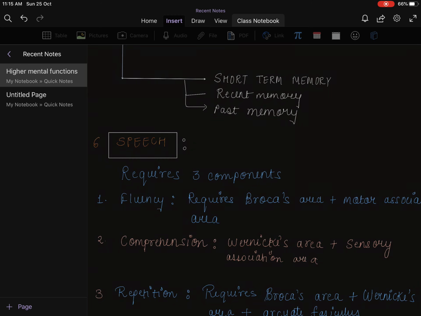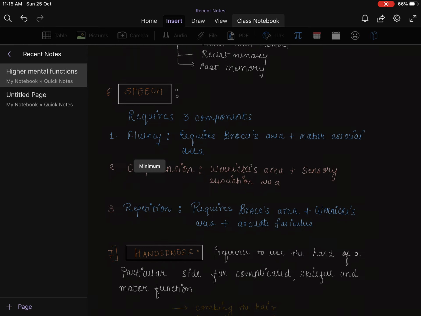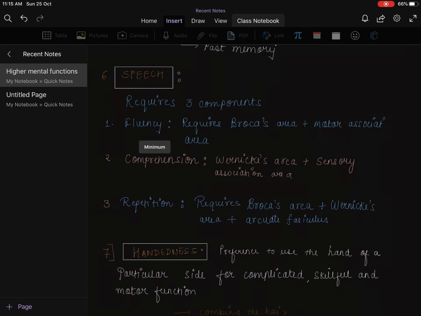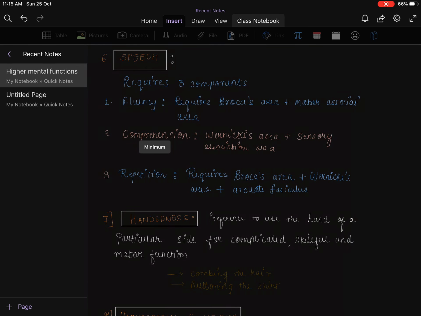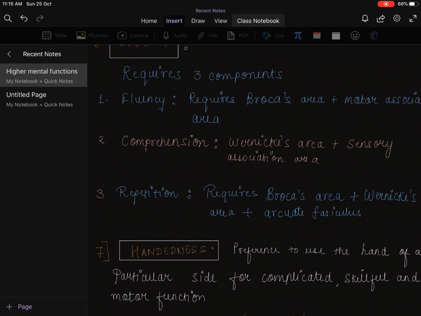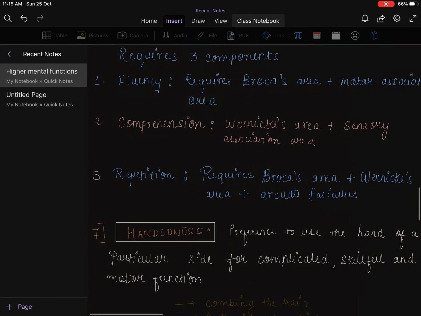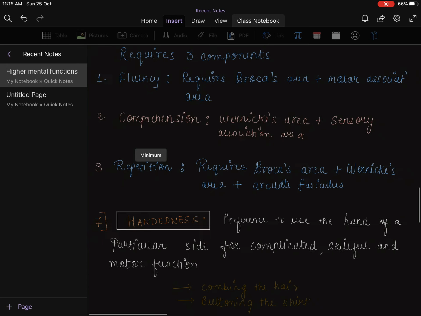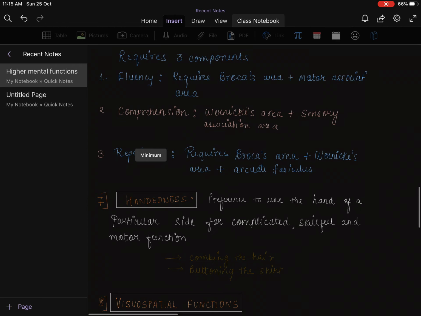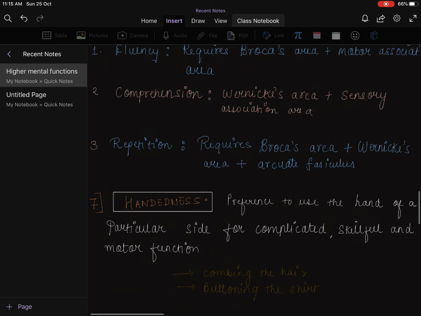And we have here speech. Again, speech is something which requires special attention. Like memory, it also has components, and there are 3 components of speech, which include fluency. Fluency requires Broca's area plus motor association area. Comprehension includes Wernicke's area and sensory association area. The third one is repetition. Repetition requires both your Broca's and Wernicke's area plus the arcuate fasciculus, which connects the two areas.